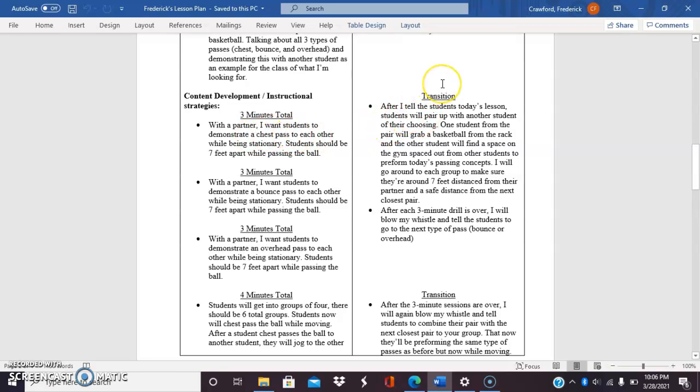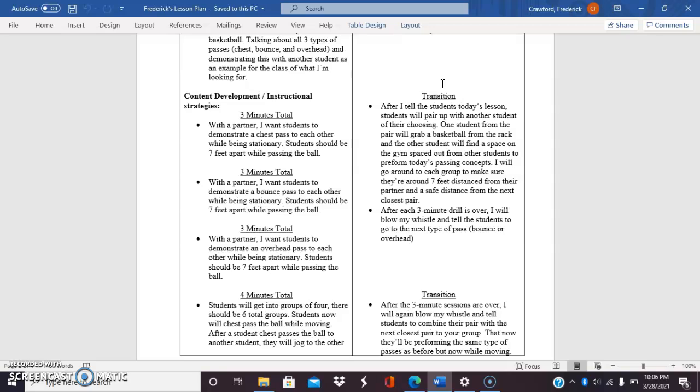Transition, no changes. So after I tell the students today's lesson, students will pair up with another student of their choosing. One student from the pair will grab a basketball from the rack, and the other student will find a space on the gym, spaced out from other students, to perform today's passing concepts. I will go around to each group to make sure they are all 7 feet distance from their partner and at a safe distance from the next closest pair.